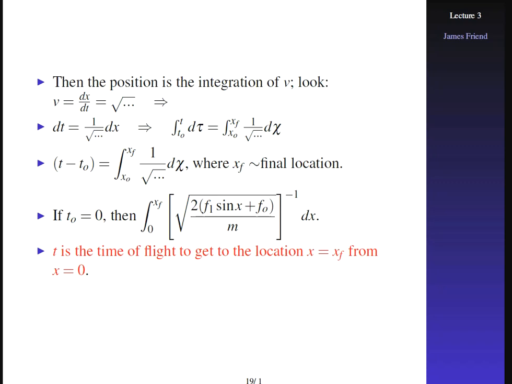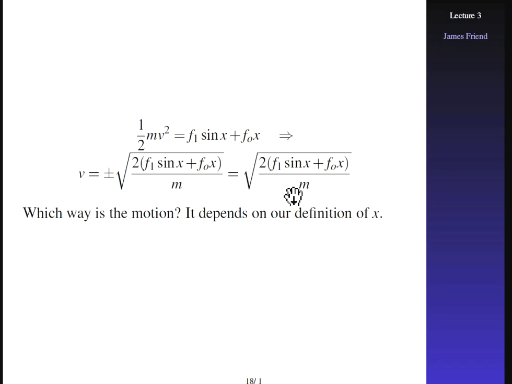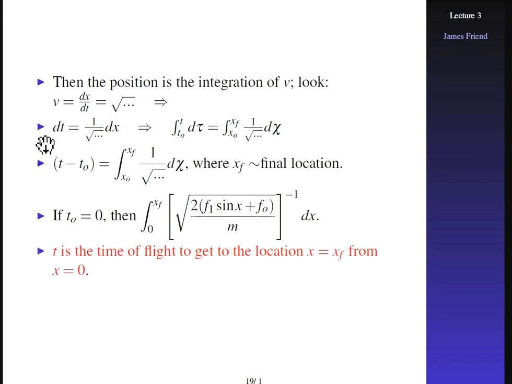So as I said, the position is the integration of v. So then we had velocity v, that's dx dt, and it's equal to that square root stuff. Then we said dt is equal to 1 over that square root result. What I'm talking about here is all of this, 1 over that, dx. Integrate both sides. And integrate the time part, integrate the tau from t naught to t, well that's just t minus t naught. And integrate the right hand side with respect to the dummy variable chi, from x naught to xf.